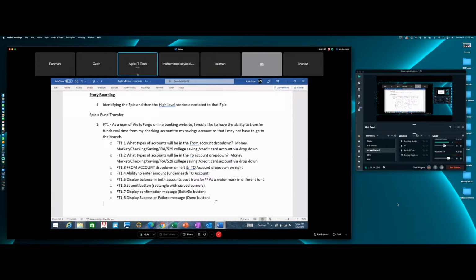All right. 1.4. Where is 1.4? Same page. Same screen. It's underneath the to account. It says it right there, right? All right. 1.5.